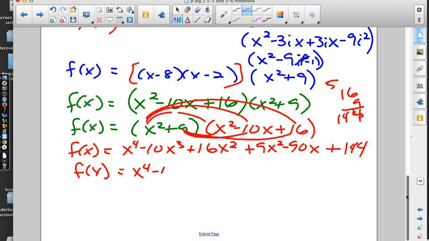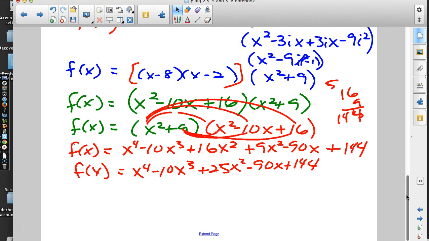x to the fourth minus 10x to the third, but we have 16x squared and 9x squared for 25x squared, minus 90x plus 144. So it turned out the only like terms we had were the x squared terms. Beautiful. So here's what's going to happen if we graph this. It's going to hit the x-axis at 8 and 2, but nowhere else because the other two were imaginary.